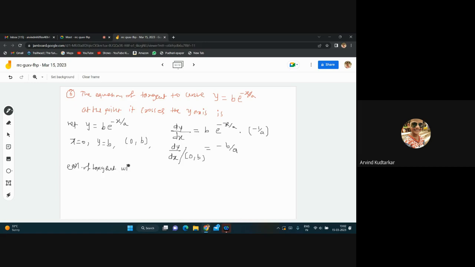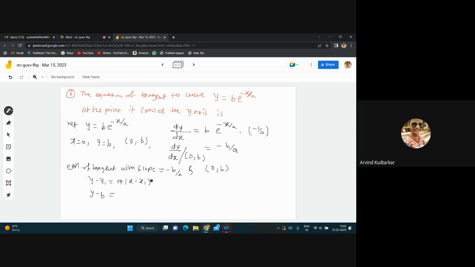Equation of tangent with slope. What will the slope be? Minus b/a, and it passes through the point (0, b). So slope and point are known to you. So how to get the equation of line? That is the equation of tangent. That is y minus y1 is equal to m times (x minus x1). So what will y1 be? y1 means the y coordinate of that point, that is b. So y minus b.